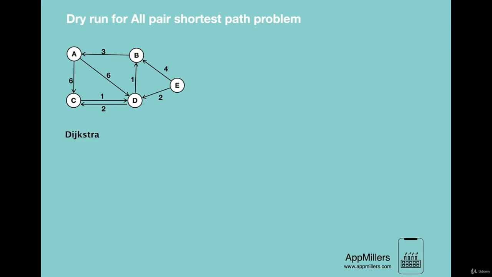Here, as an algorithm, I will use Dijkstra's algorithm. Let's say in the first iteration we take E as a source vertex and we try to find the minimum distance from E to all other vertices. When we perform Dijkstra's algorithm for this graph by taking E as a source vertex, the solution will be like this.